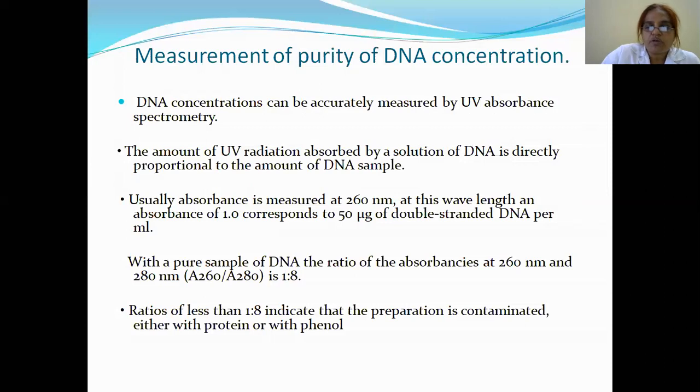Now see the principle of UV absorbance. The amount of UV radiation absorbed by a solution of DNA is directly proportional to the amount of DNA in the sample. The UV absorbance is measured at 260 nanometers. At which wavelength? 260 nanometers. At 260 nanometers, the normal value of double-stranded DNA per ml is 1.0 to 50 micrograms.